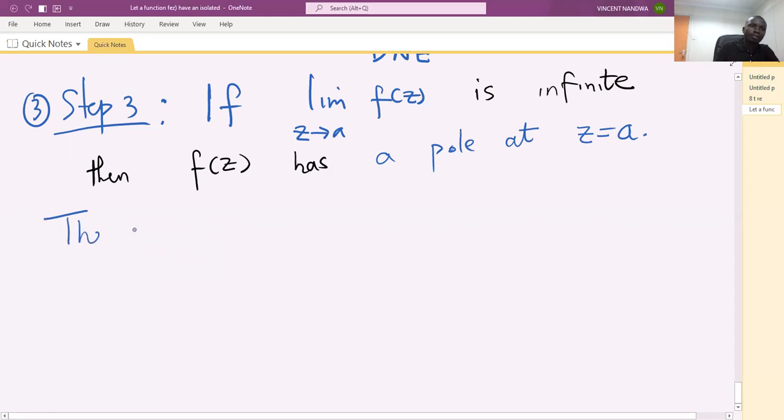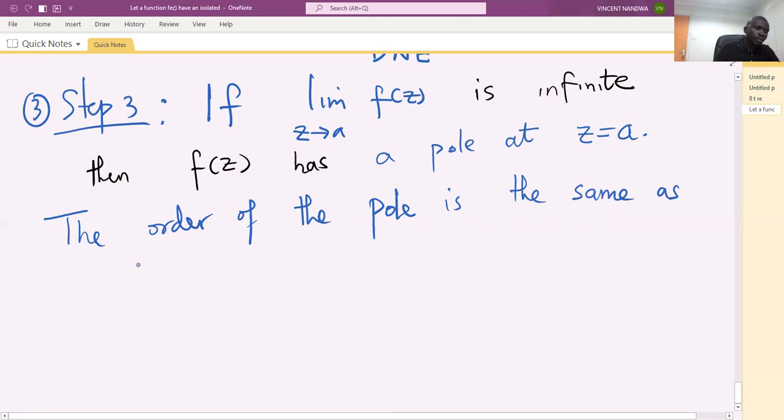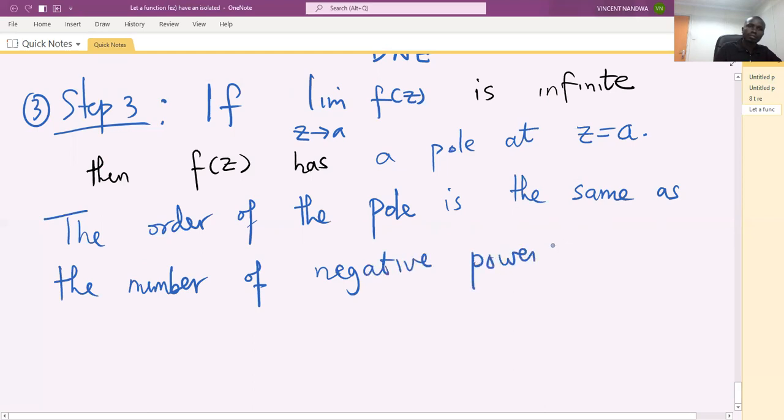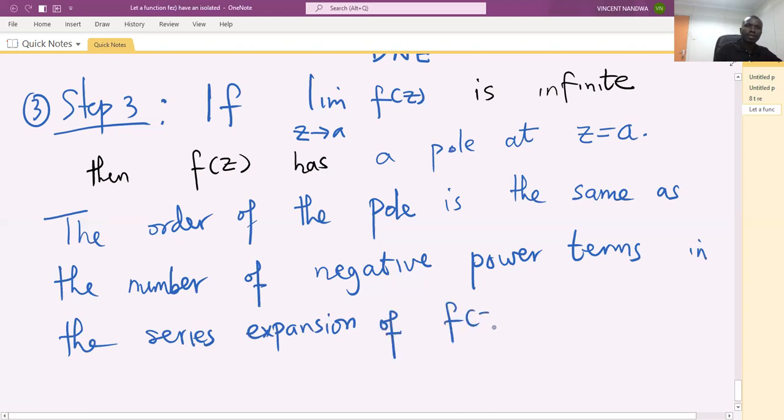The order of the pole is the same as the number of negative power terms in the series expansion of the function f of z.